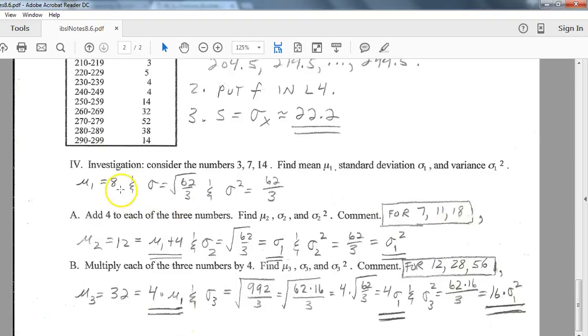Well, notice what happens to the mean. 4 was added to the mean. So if you add to your data points, you would also add the same amount to your mean to get the new mean. And again, you can always test this with real numbers.